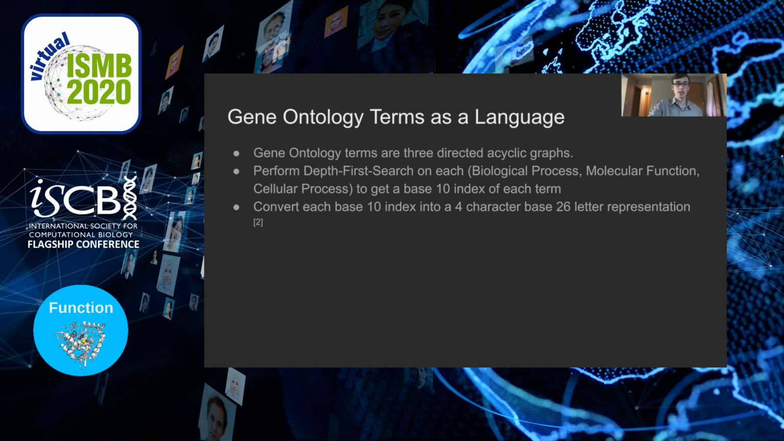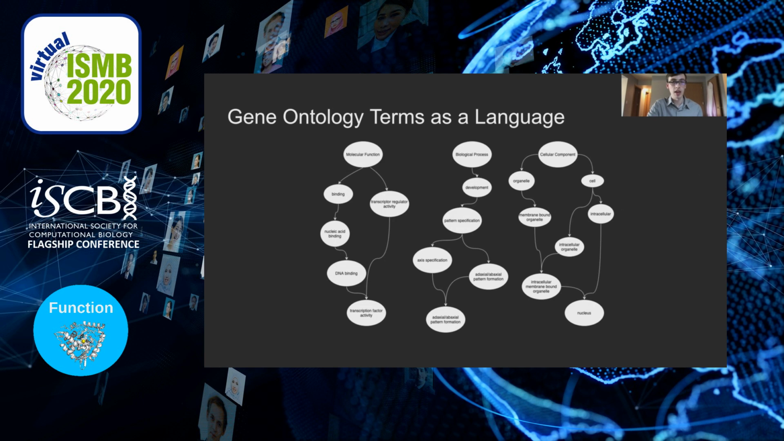So since this is a translation machine, we must have an output language. And the output language in this case is the functions of the protein, or the gene ontology terms. So we must consider these as a language as well. Since gene ontology terms are three directed acyclic graphs representing the biological processes, molecular functions, and cellular processes, we perform a depth-first search on them to get a base 10 index for each term. Once we have this index, we can convert this base 10 into base 26, or a letter representation, and each of these would be a maximum of 4-length string, which directly correlates to the GO ID of the GO term.